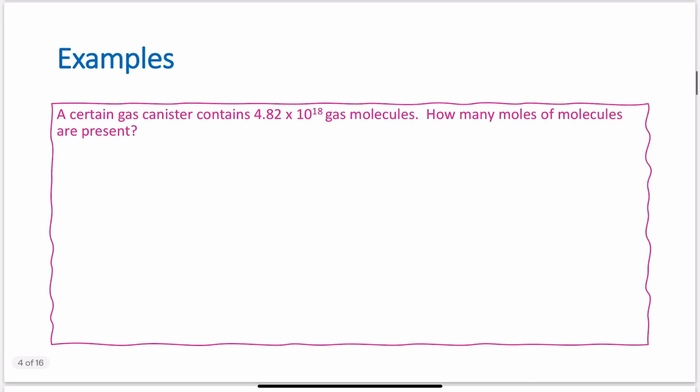And our last example in this section, a certain gas canister contains 4.82 times 10 to the 18th gas molecules. How many moles of molecules of gas are present? So, what are you trying to find? Number of moles of molecules. So very similar to the last example. Write down what you're starting with. 4.82 times 10 to the 18 gas molecules.